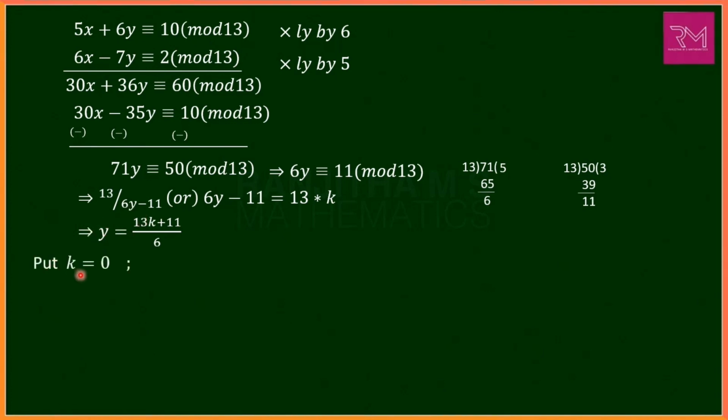So for that, put k is equal to 0. If you substitute k value 0, 13 into 0 is 0, plus 11 by 6. Therefore, we get y is 11 by 6. That does not belong to the integers Z.